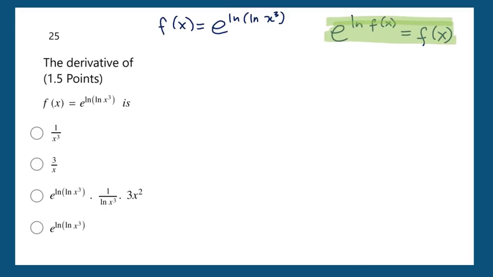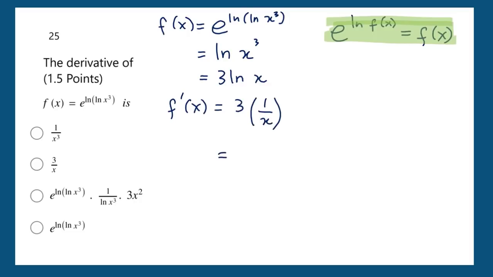Now let's continue with our question here. We are going to start simplifying this function. So e to the power of ln of (ln x cubed) will be equal to ln x cubed, or you may use the properties of log, where this is equal to 3 ln x. When you differentiate this, the 3 constant remains here, differentiate ln x, you get 1 over x, so therefore the answer here will be 3 over x. So the second one here.